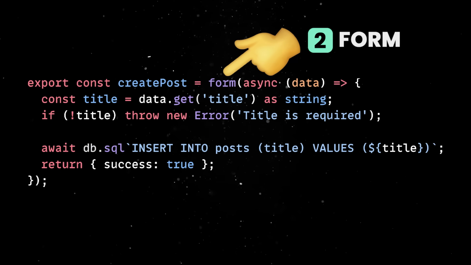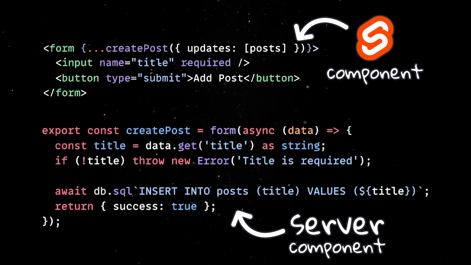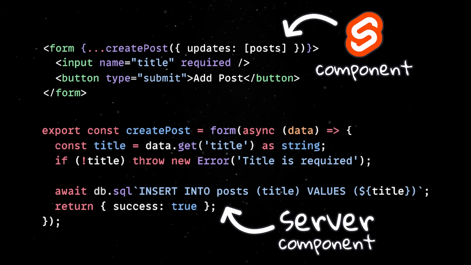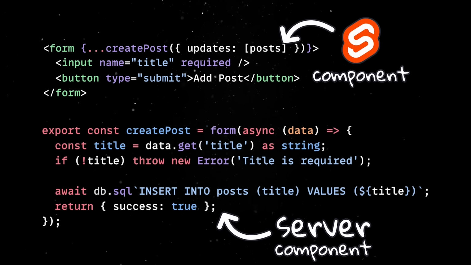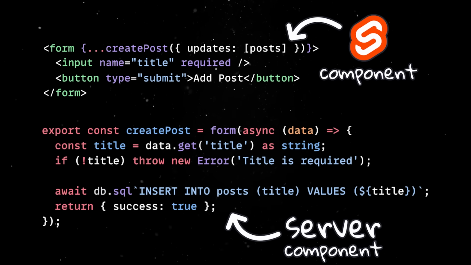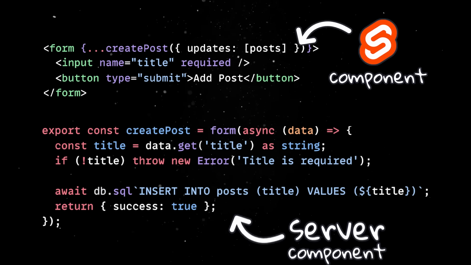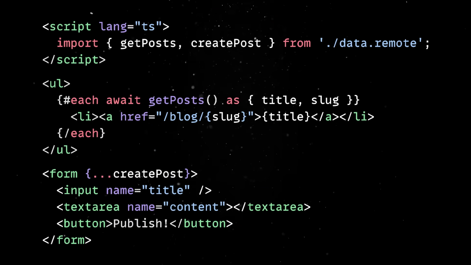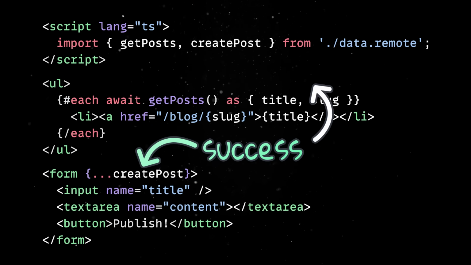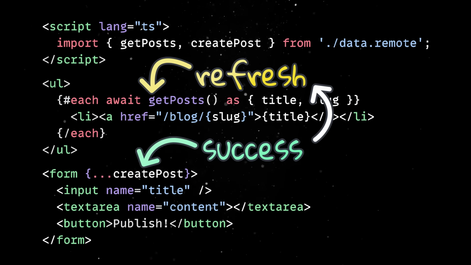A form function ties directly to an HTML form element, so it works even if JavaScript is disabled. But when JS is available, it progressively enhances the form, so submissions happen without a full page reload. By default, after a successful form submission, all queries on the page will be refreshed, but you can make it more efficient by specifying exactly which queries should be updated.